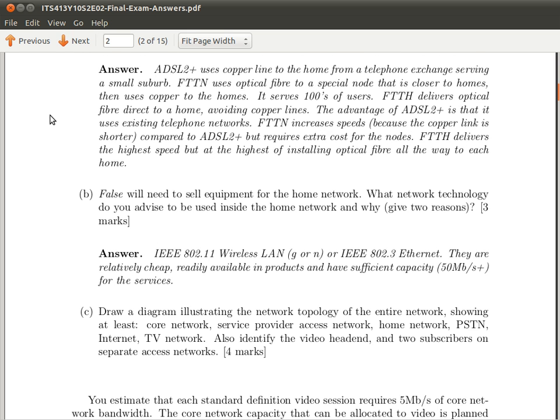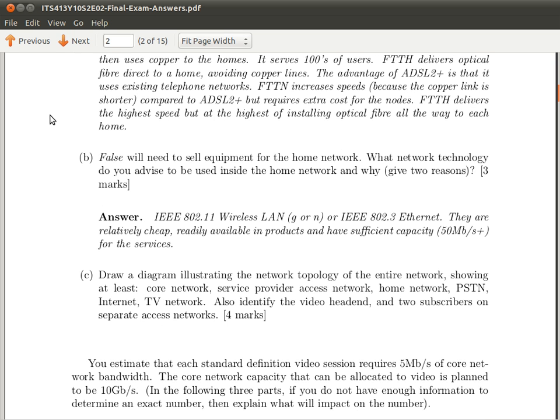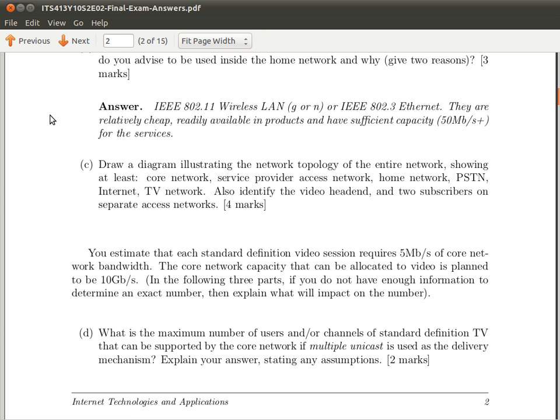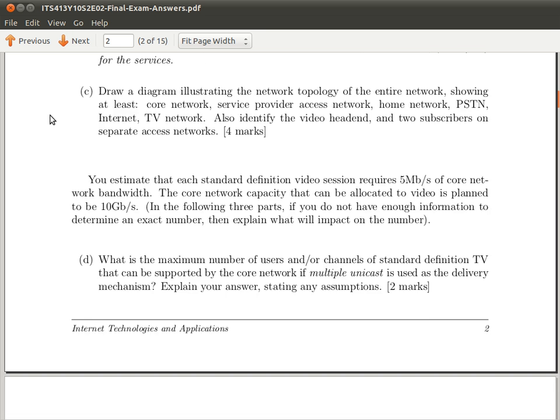What technology to use in your home network, wireless LAN or Ethernet? Draw a diagram of that entire network. Here you can quickly calculate this one. We have a video session that requires 5 megabits per second of core network bandwidth.